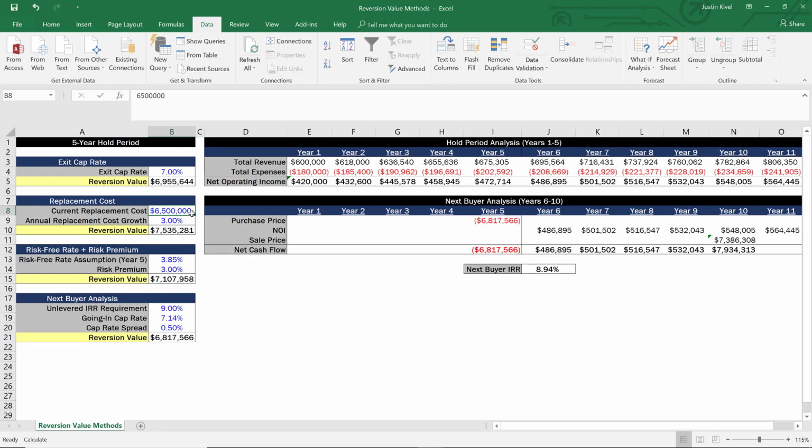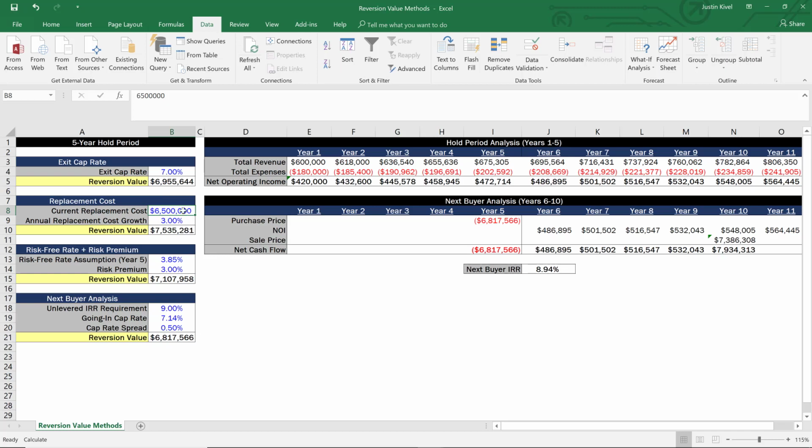So in order to do this analysis, we need to assume some sort of a current replacement cost. And these assumptions are only going to come from talking with other professionals, talking with developers and construction professionals to make an accurate assumption on what it would cost to build a similar structure.